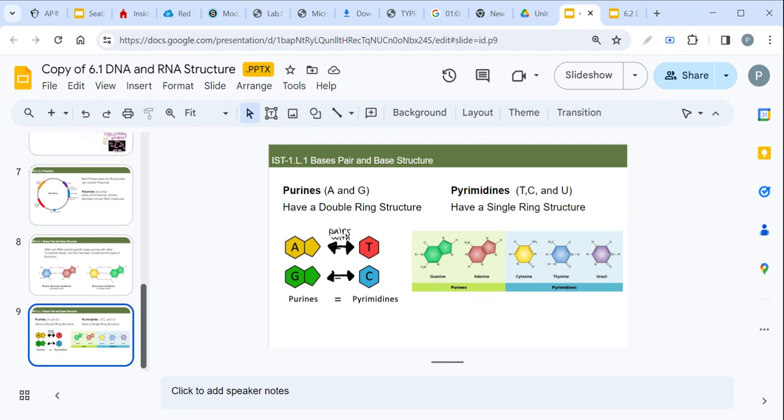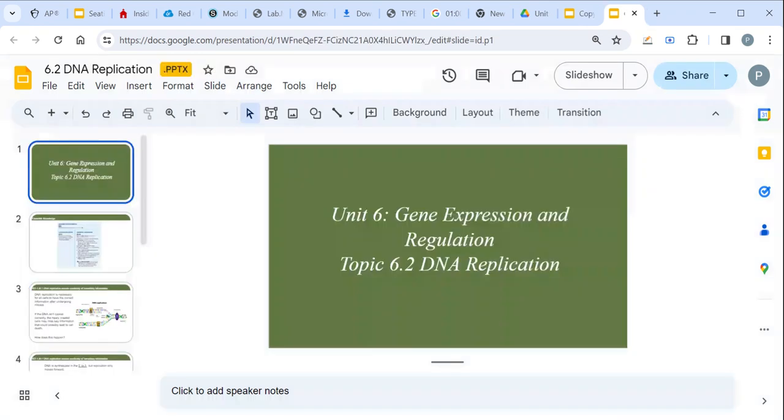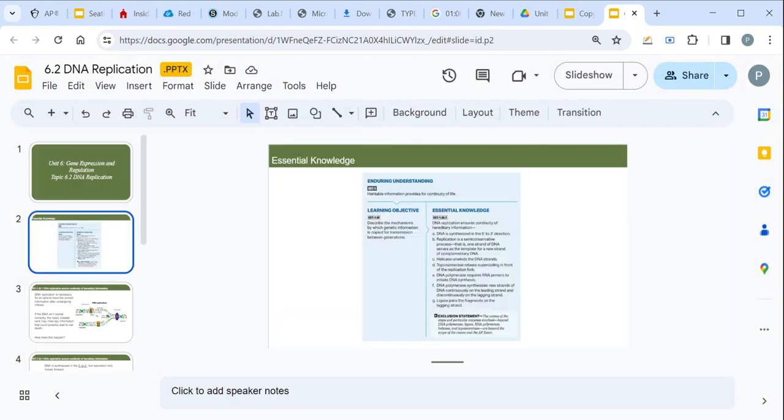We are going to roll right into 6.2. All right, so 6.2 is all about how DNA gets replicated. This is everything that comes from the book. We're literally just going to go through this whole entire essential knowledge bit about this.